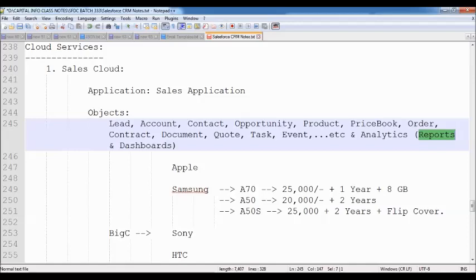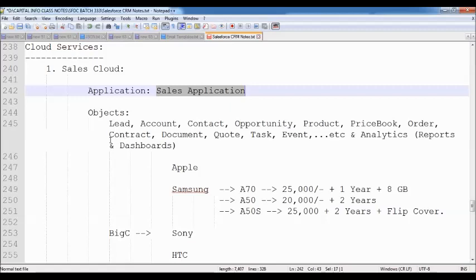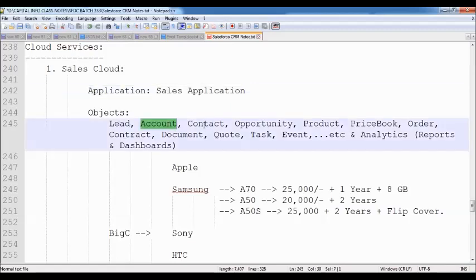In order to automate all the sales processes which we are following inside the organization, we are using the sales application. As part of the sales application, we are using the lead object, the account object, contact, opportunity, product, price book, order, contract. Like that, we are using various objects, along with analytics features also. Okay, this is the concept of Sales Cloud features.